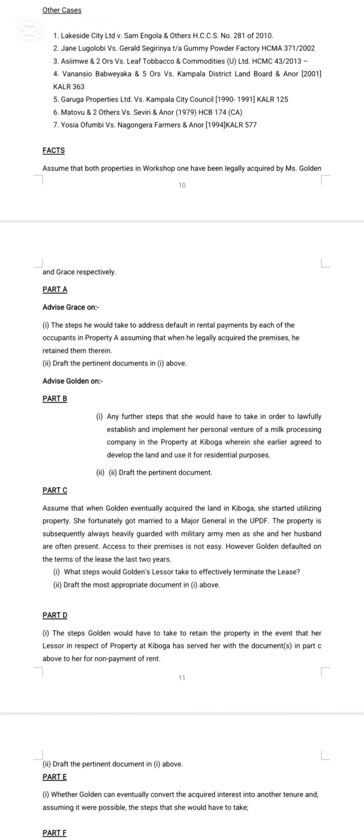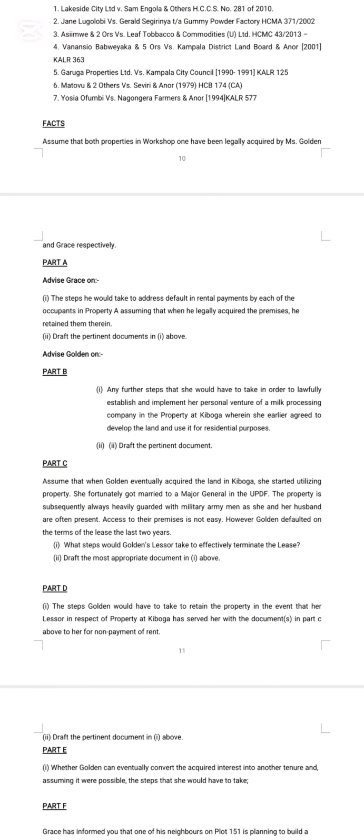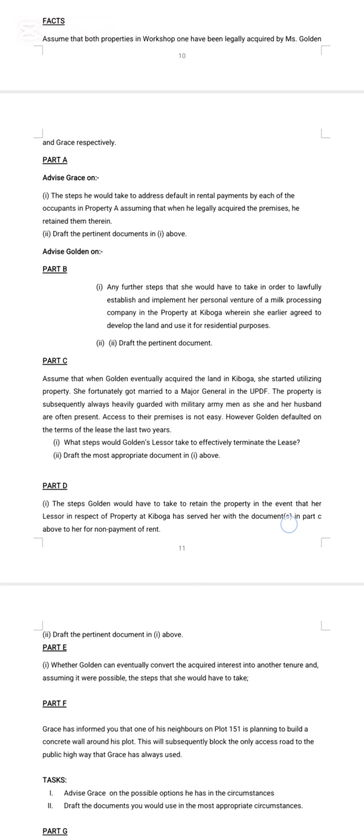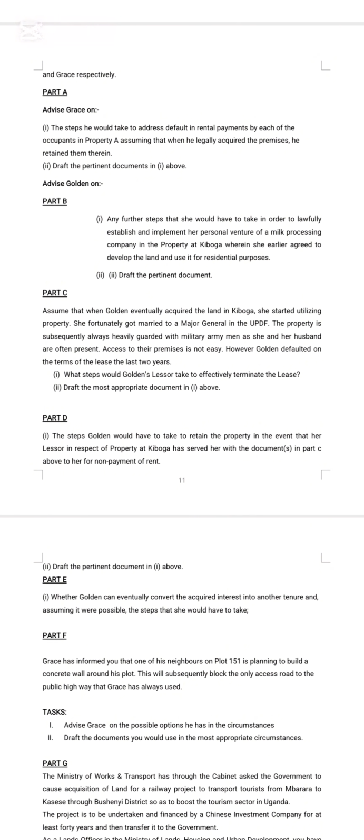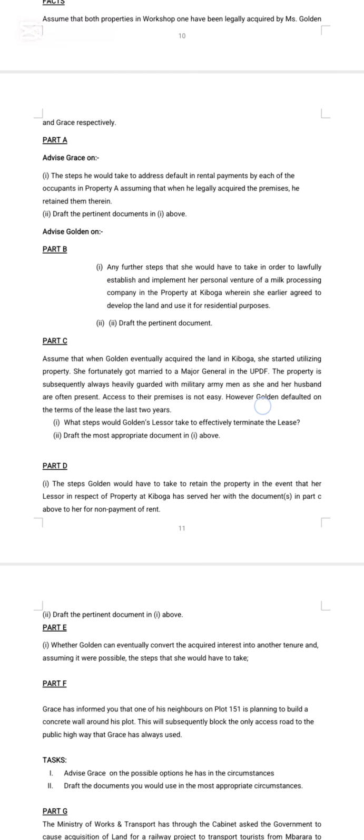Facts: assume that both properties in workshop 1 have been legally acquired by Miss Golden and Grace respectively. Advise Grace on the steps he would take to address default in rental payments by each of the occupants in property A, assuming that when he legally acquired the premises, he retained them therein. Draft the pertinent documents in one above.